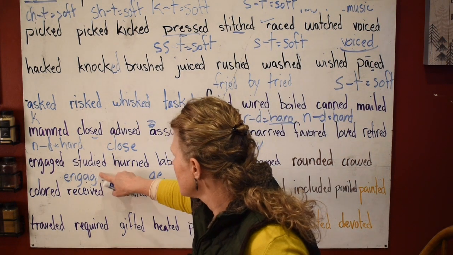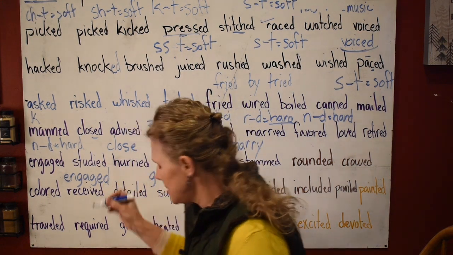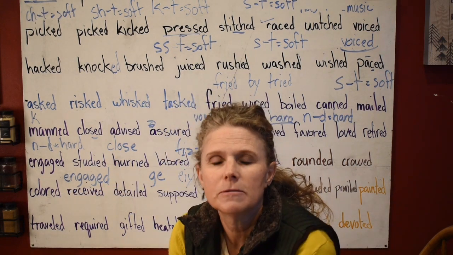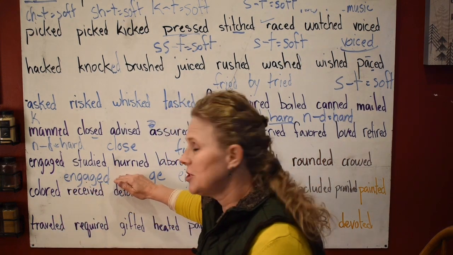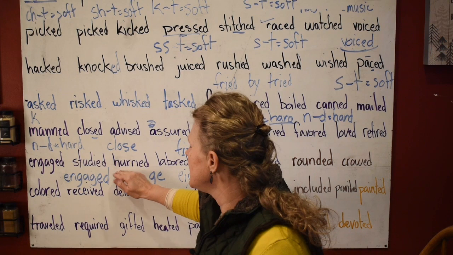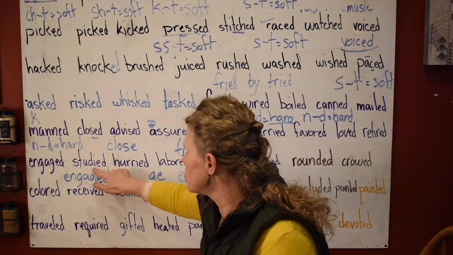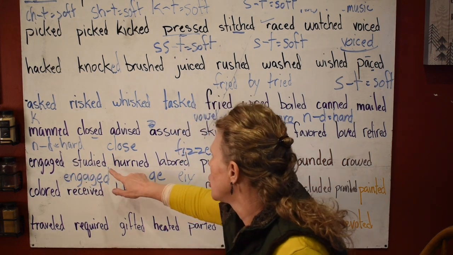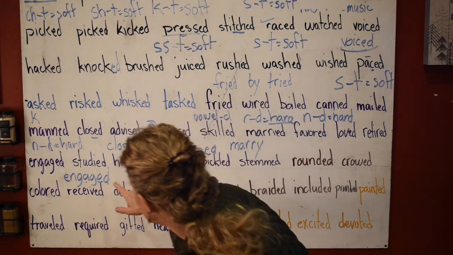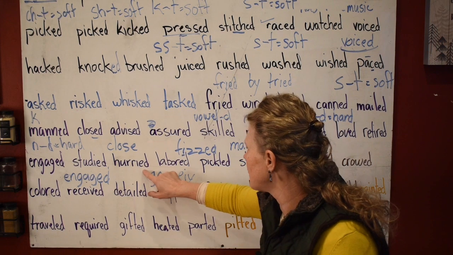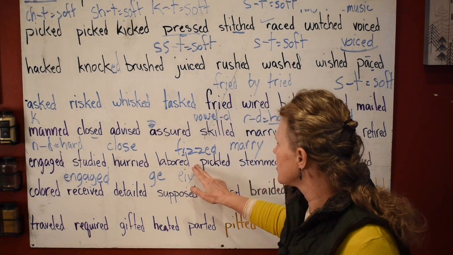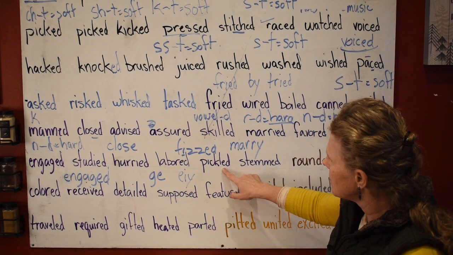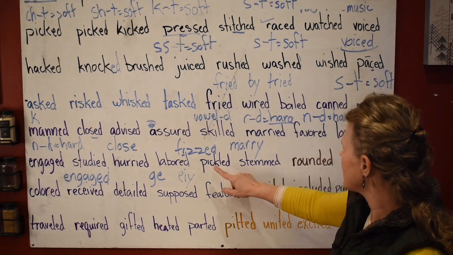You drop the E and add on your vowel suffix, your past tense ED. So that forces that ED to say D. Engaged. Studied. This is the changing rule. Change the Y to I and add on a suffix. Hurried. Change the Y to I and add on your vowel suffix with that one also. Labored. Pickled. Drop the E and add on your vowel suffix.